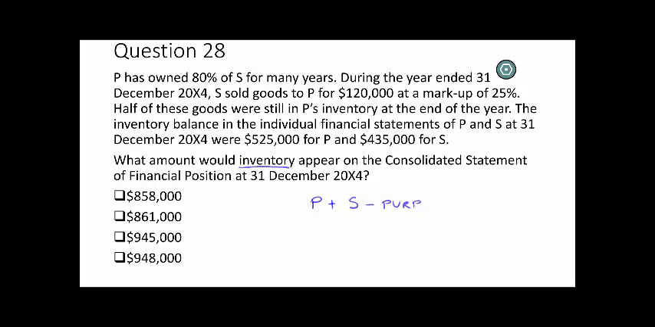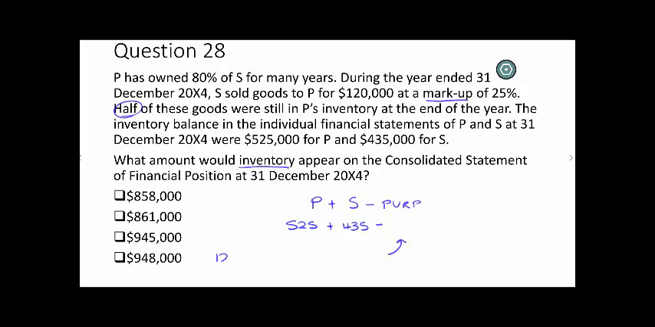So in this case, looking at the detail, it tells us that during the year to 31st December 2004, S sold goods to P for 120,000 at a markup of 25%, and that half of those goods remain in inventory at the year end. The balances on each of their individual statements then are 525,000 for P, 435,000 for S. So now we just need to go and actually calculate this entry here for PUP.